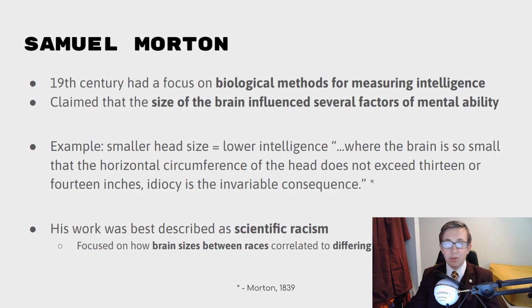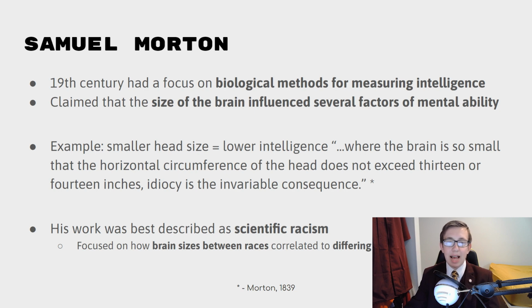Now, skip ahead to the 19th century, and the first theorist that I included was Samuel Morton. He looked at intelligence through biological methods, and he claimed that the size of your brain and the size of your head influenced a lot of the factors of mental ability. So smaller head size would mean lower intelligence.